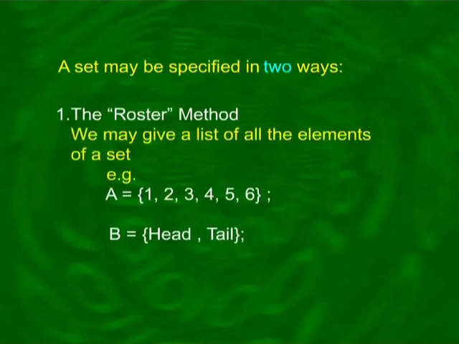A set may be specified in two ways. The first is called the roster method, and in this method, we give a list of all the elements of a set. For example, if we throw a die, our set of all possible outcomes consists of 1, 2, 3, 4, 5, and 6. And if we toss a coin, our set consists of head and tail.